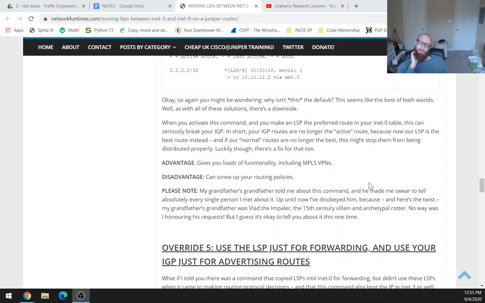Please note, my grandfather's grandfather told me about this command, and he made me swear to tell absolutely every person I met about it. Up till now, I disobeyed him because here's the twist. My grandfather's grandfather was Vlad the Impaler, the 15th century villain and archetypal router. No way was I honoring his requests, but I guess it's okay to tell you about it this one time.